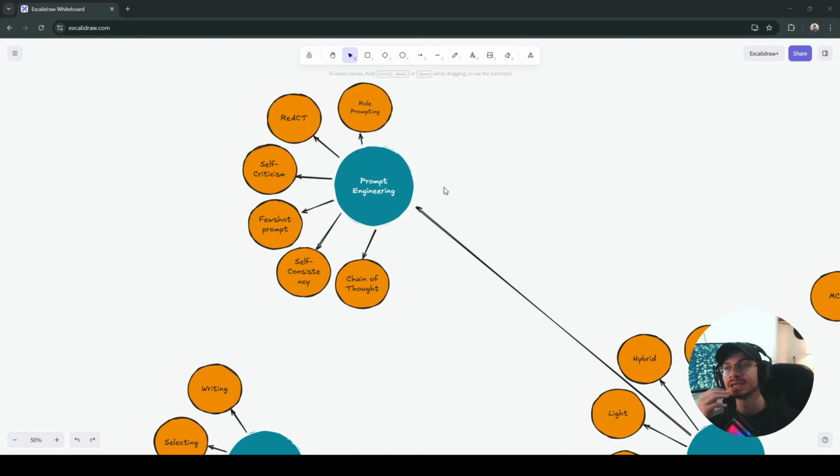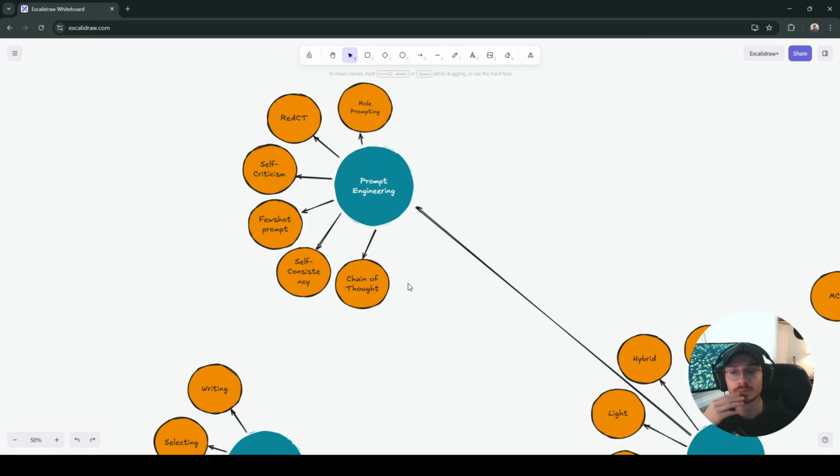Prompt engineering, if I want to explain it, is the art of structuring instructions so the model reasons in the way that you want. Since 2024, there are many methods for prompt engineering, like chain of thought, self-consistency, few-shot prompting, self-criticism, ReAct, which is reasoning and acting, and role prompting. The names might be complicated, but it's super easy.